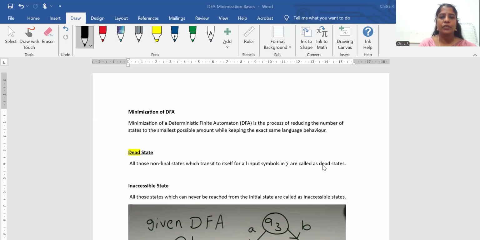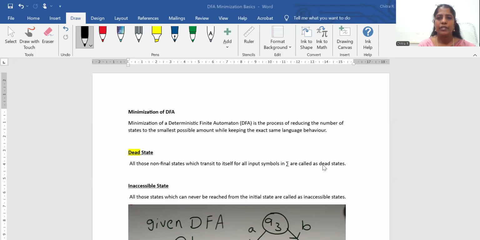Minimization of DFA: we know that DFA is the deterministic finite automata. When you are designing a DFA, it may contain many states. Minimization of DFA means the process of reducing states to the smallest possible amount. That is, the number of states can be reduced.